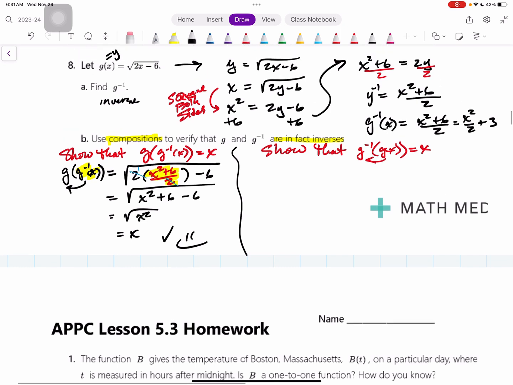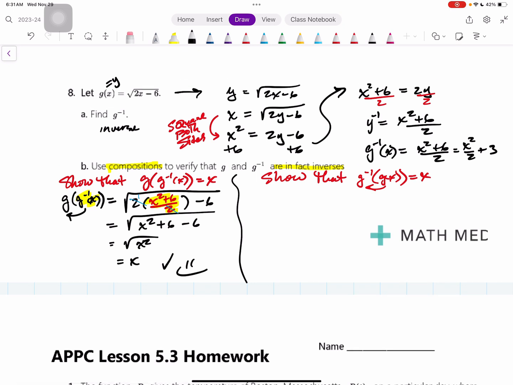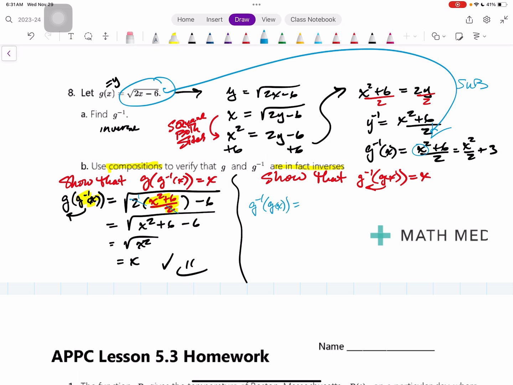Okay, so I got to take g now, which is up here at the top, and I got to substitute it in g inverse, right through here. Okay, so here we go. So I start off with my notation. So g inverse of g here is equal to something squared plus 6 all divided by 2. That's g inverse. Now I'm going to take g and substitute that in.